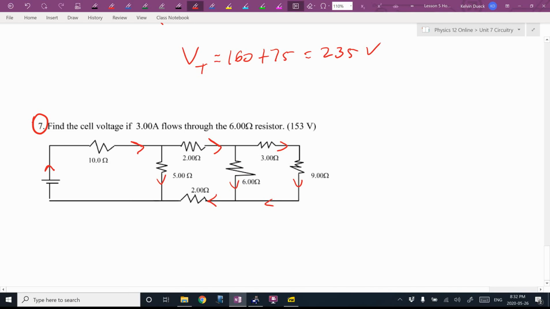And they told me 3 amps goes through there. That means that's 18 volts. If from here to here is 18 volts, from here to here also has to be 18 volts. Now this is 2 different resistors, but they're in series. So I can figure out the current. It's going to be the voltage, which I know is 18, divided by 12. Treat those as one resistor.